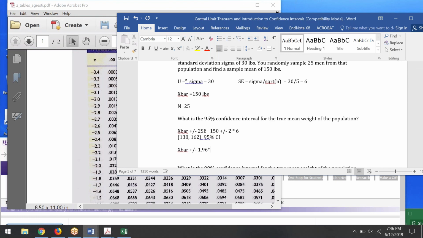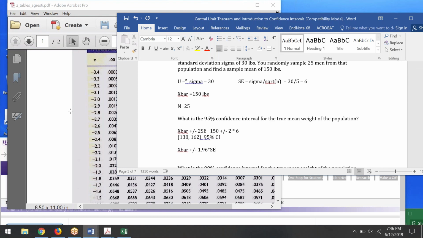instead of 2. I won't work it out. It's just a matter of multiplying it out. It'll be a little less. It'll be probably 138.2 to 161.8 or something like that. It'd just be a little bit narrower because it's 1.96 instead of 2. But that would be my real value.